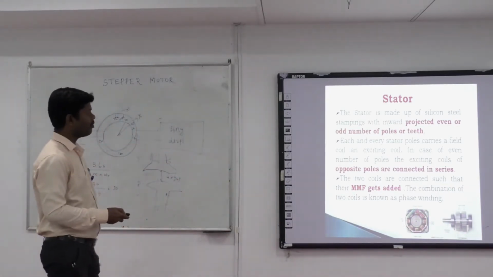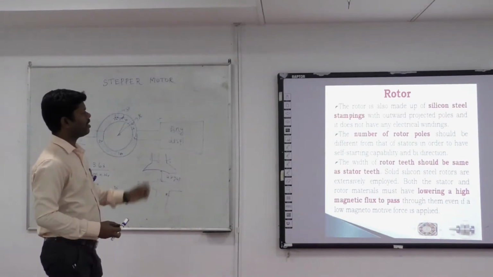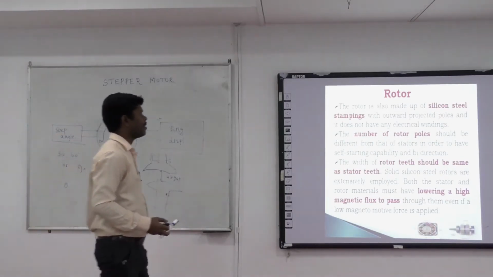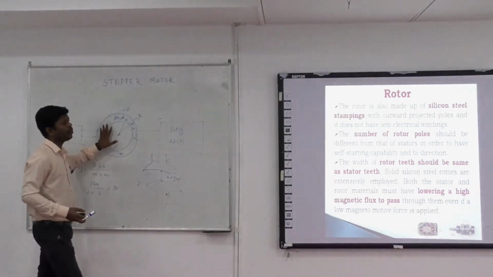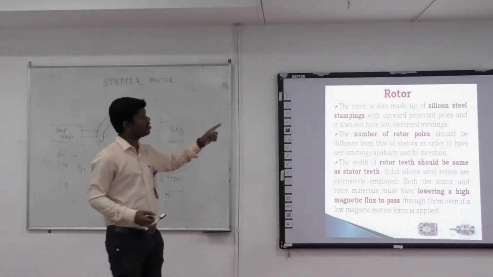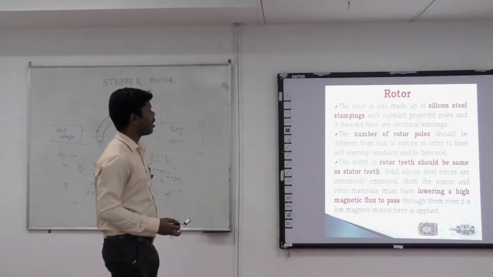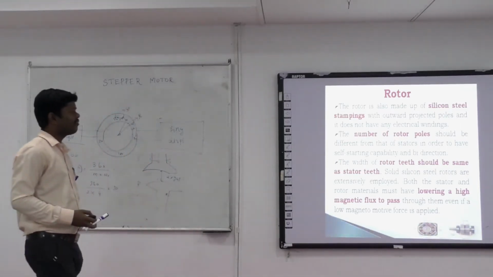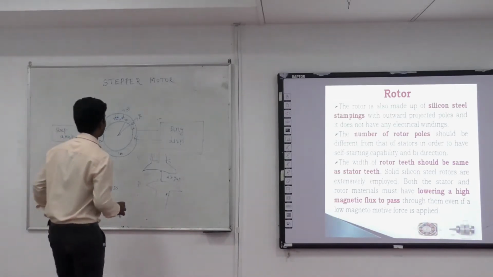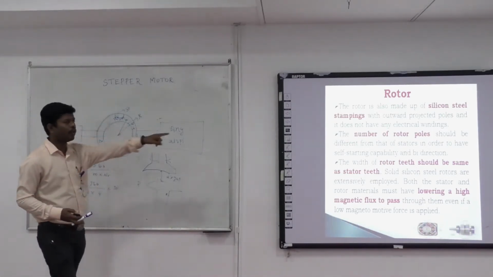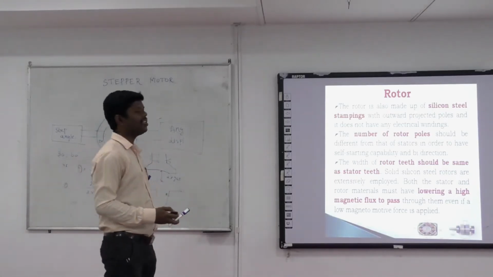So next one is the rotor. The rotor is made up of silicon steel stamping. It does not have any electrical winding. There is no winding in this rotor. So the only winding is in the stator. The number of rotor poles should differ from the stator for self-starting capability in a bidirectional device. This is the main advantage of the rotor. The number of rotor poles should be different from the stator poles.